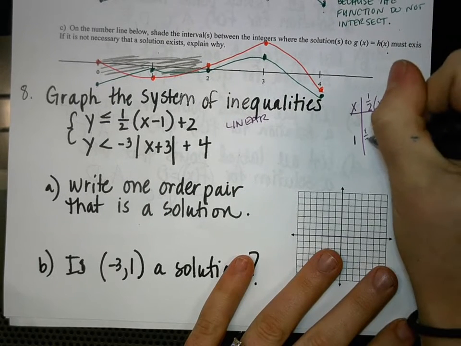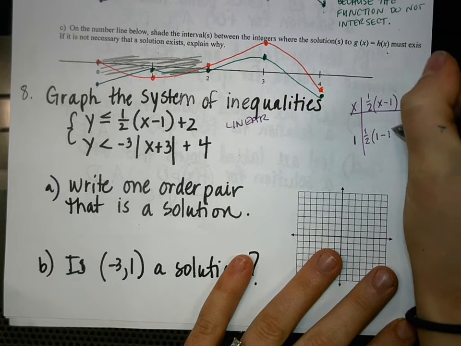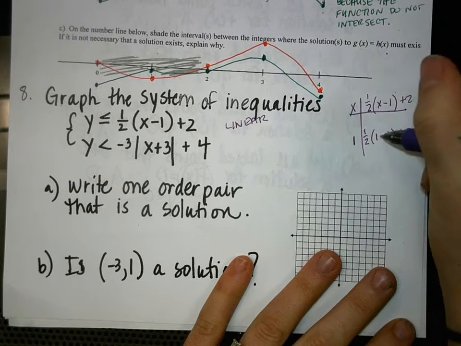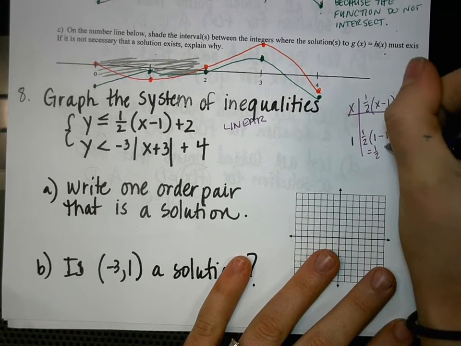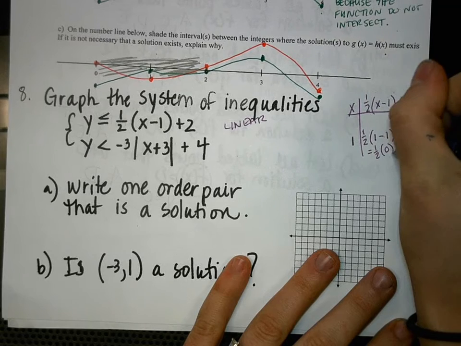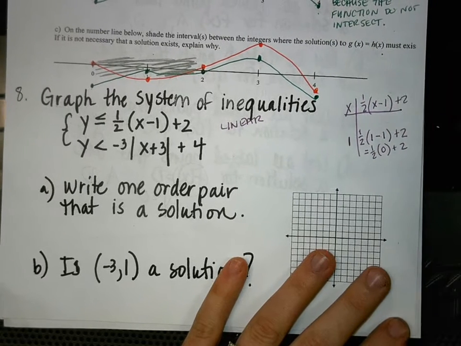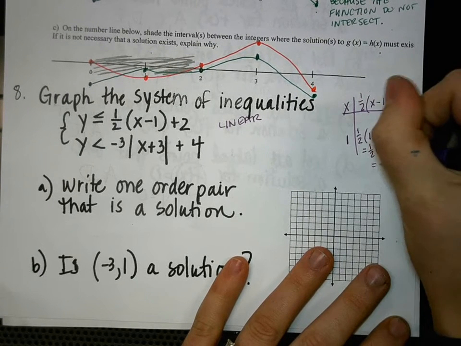I'm going to do 1/2, 1 minus 1, plus 2. Order of operations says parentheses first, so inside my parentheses, 1 minus 1 is 0. Then multiplication, which gives me 0.